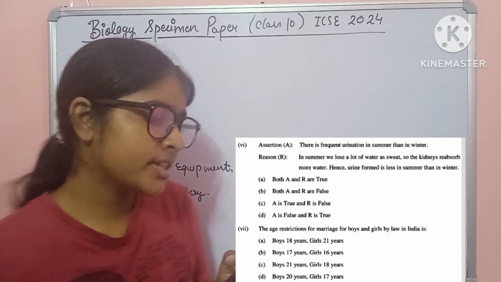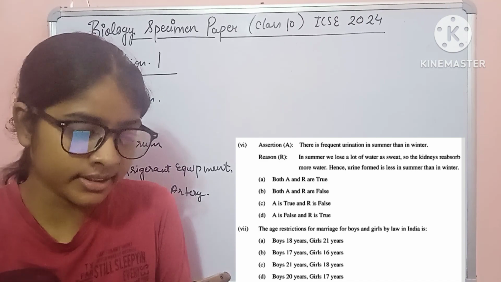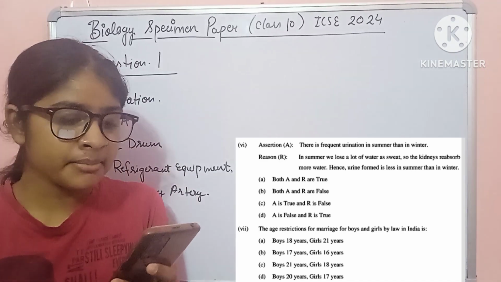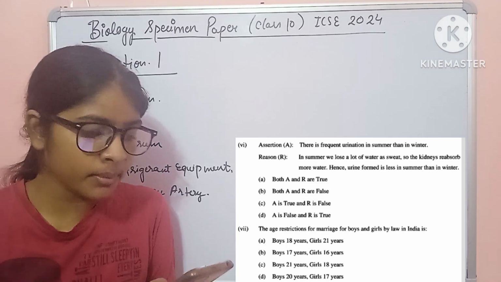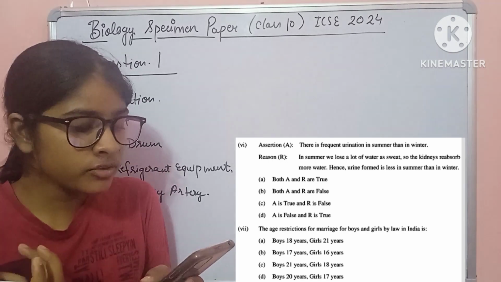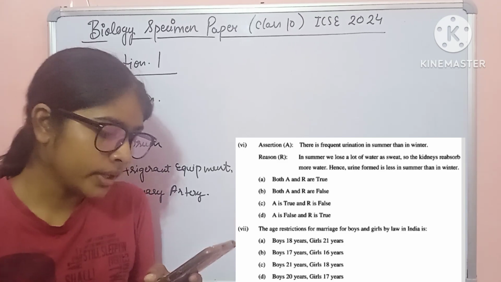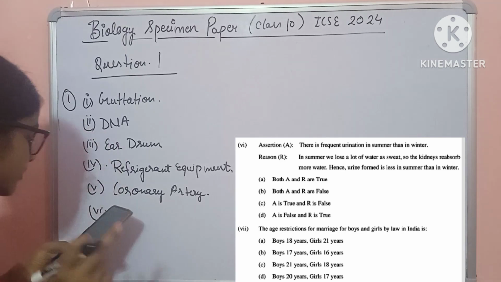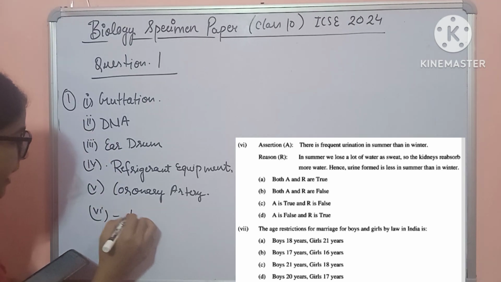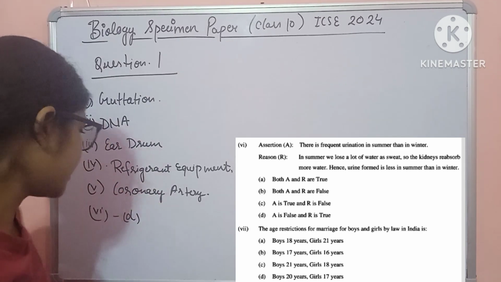Sixth is assertion and reason. Assertion: there is frequent urination in summer than in winter. The reason: in summer we lose a lot of water as sweat, so the kidney reabsorbs more water, hence urine formed is less in summer than in winter. So here the assertion is false but the reason is true. So your answer will be D. You can directly write D or you can also write A is false and R is true. It doesn't matter. Okay.